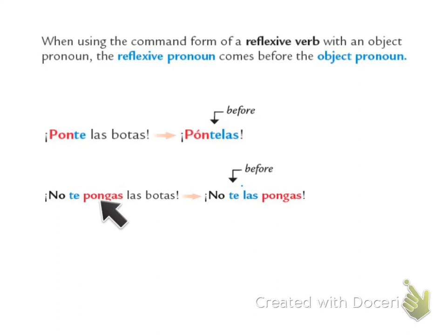Down here is the complete opposite. That was a positive tú command. Look at this. We went to the yo form, chop the yo, opposite vowel for poner is pongas, but we still need the te because it's a reflexive verb that we're telling them to do. So don't put on the boots. No te las pongas. Don't put them on yourself. Okay?